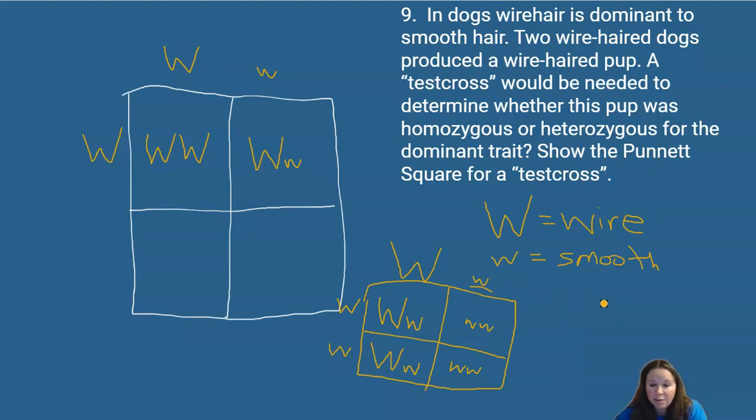So that's called a test cross. Obviously, you have to wait till it grows up and then mate it with an individual who is homozygous recessive, which would be for smooth fur in this case.